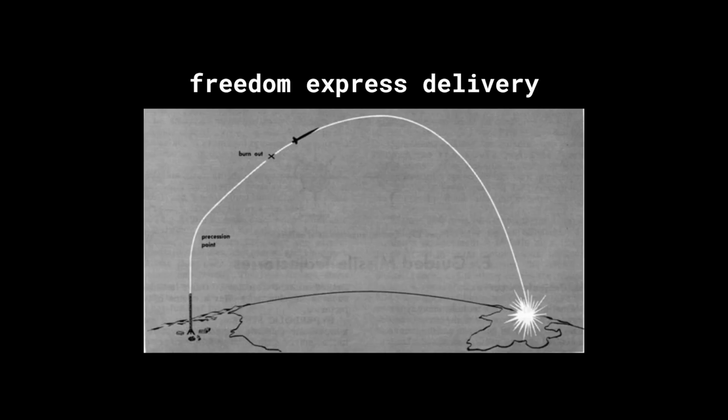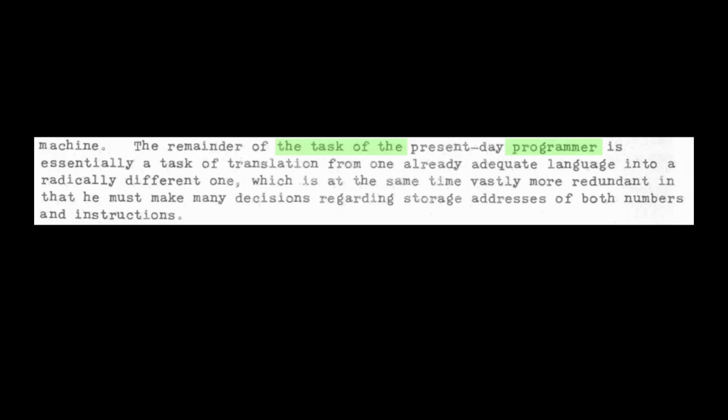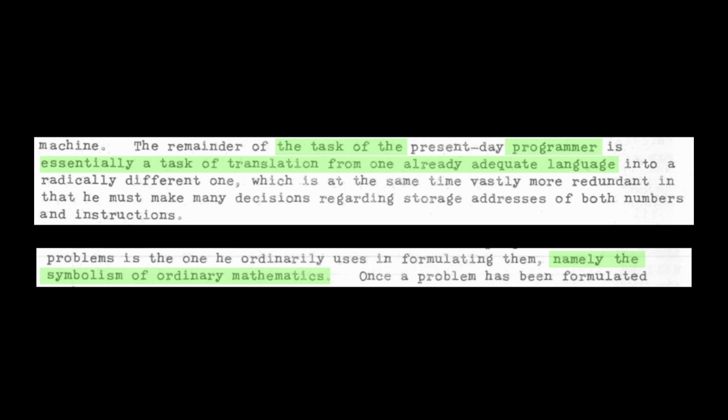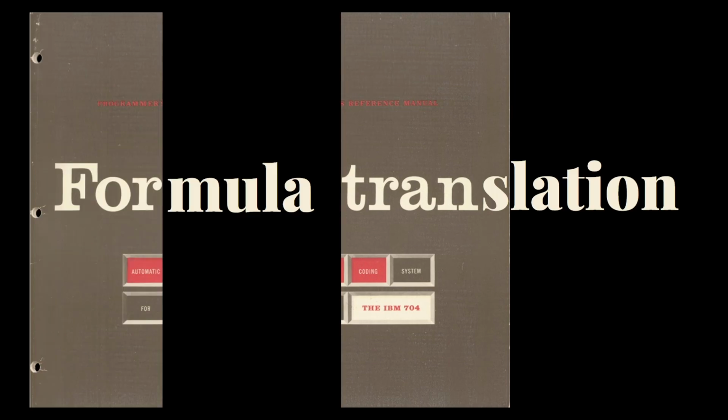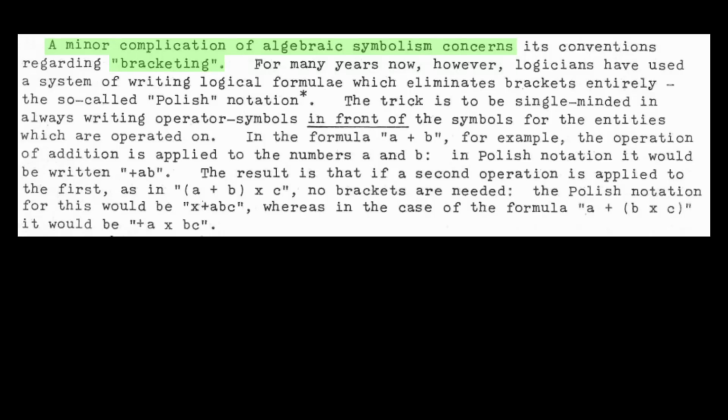Because computers were used to make calculations, the task of the programmer was essentially a task of translation from one already adequate language, namely the symbolism of ordinary mathematics, into a radically different one. So there was this desire to let programmers directly use mathematical notations. This is why the first high-level programming language was called Fortran, for formula translation. But a minor complication of algebraic symbolism concerned bracketing.